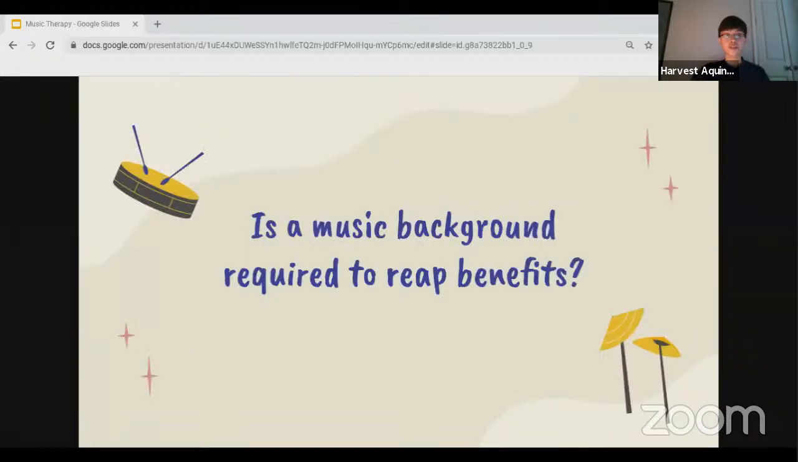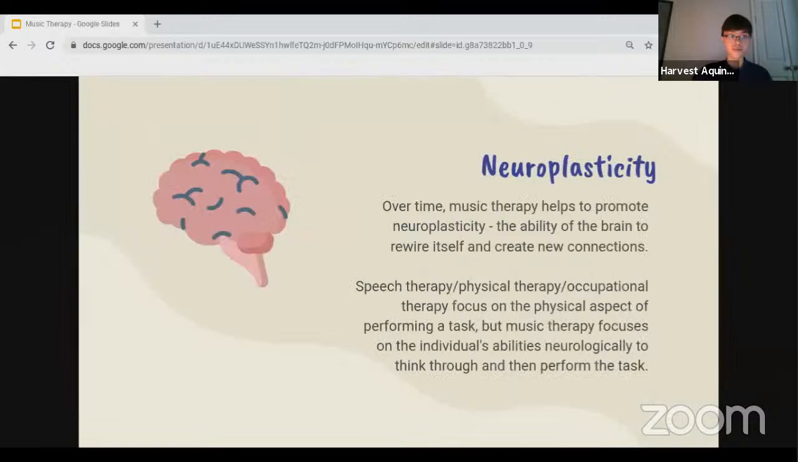One commonly asked question is, do patients have to have an extensive musical background in order to do well in music therapy? And the answer is no. In fact, no sort of music background is required whatsoever, and having one doesn't really provide any sort of advantage over others in regards to reaping the benefits.